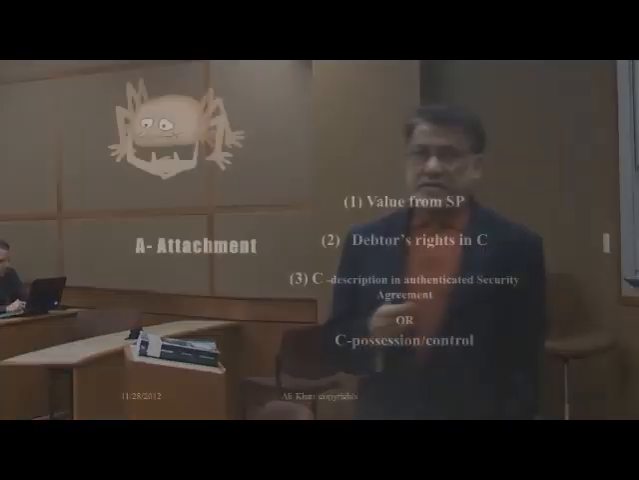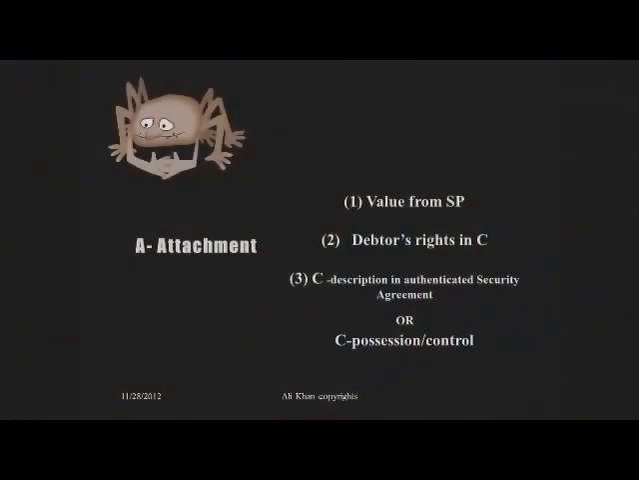Now, in Kraft, the second letter is A, which stands for attachment. Attachment is one of the most important stages of a secure transaction. And attachment and creation are two different things. It is possible to create a security interest that never attaches. But what makes the security interest enforceable is actually the attachment. So the words enforceability and attachment to a large extent are synonymous.